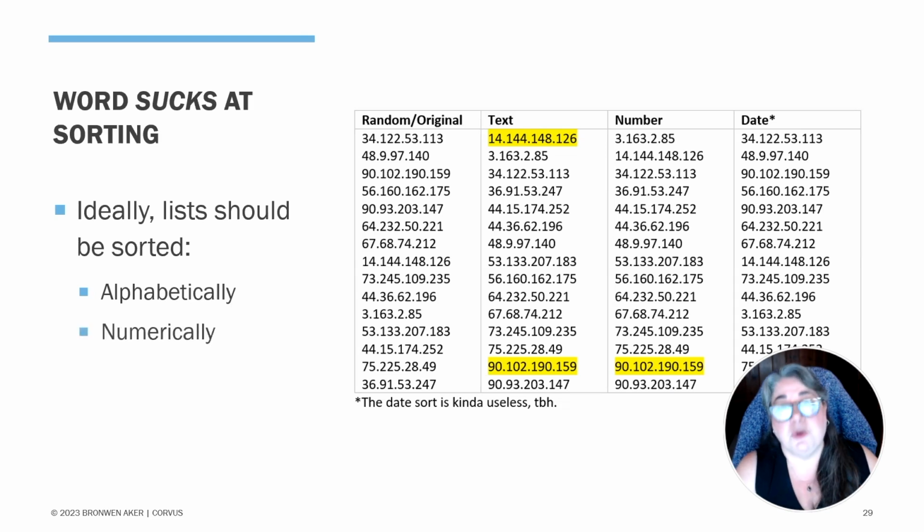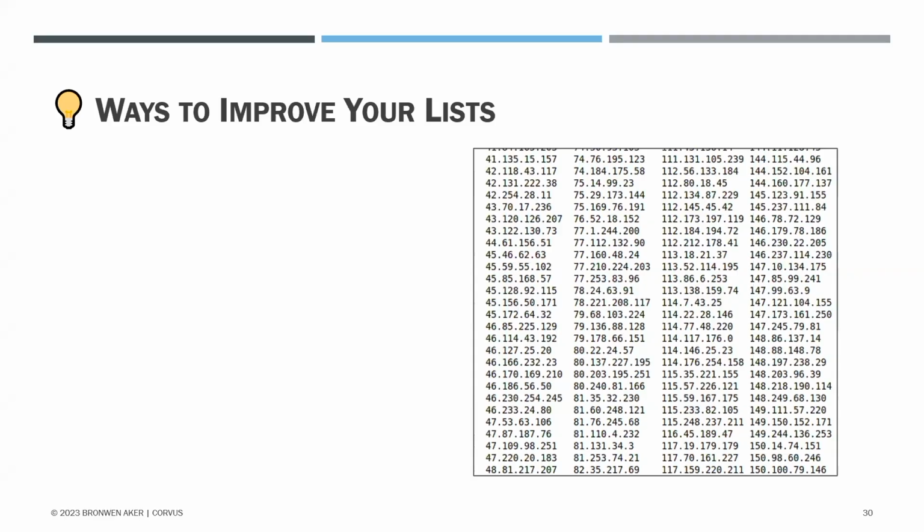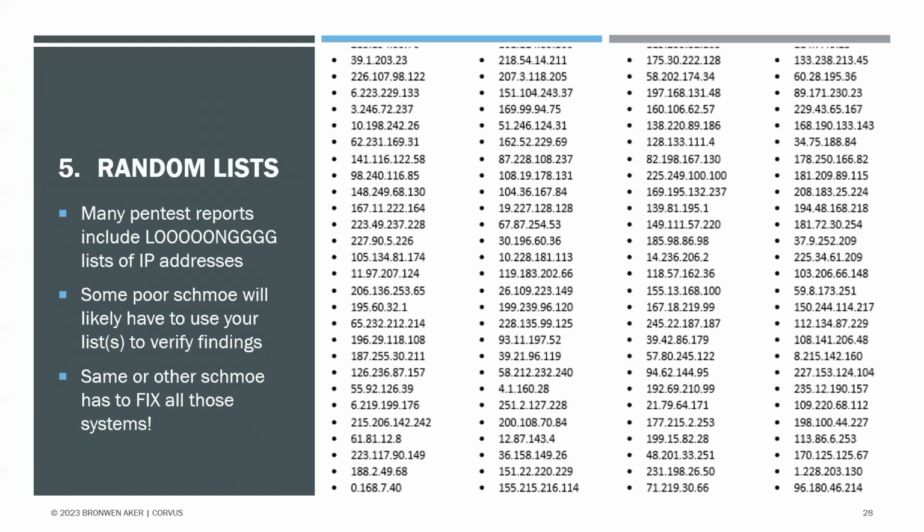If it's numbers, you want it sorted numerically. If it's IPv4 addresses, you want it sorted by octet. If you're using lots of domains, you want it sorted by top level domain, and then subdomain. Just saying. Ways to improve your lists. Isn't this so much prettier? It lines up, and believe me, I've been on the receiving end of lists like this, and going through a list like this versus a list like this, yeah, it's a world of difference.